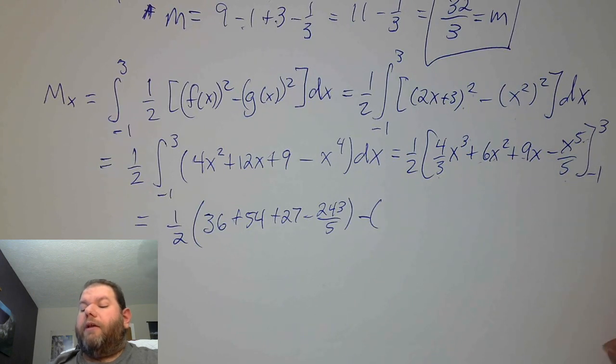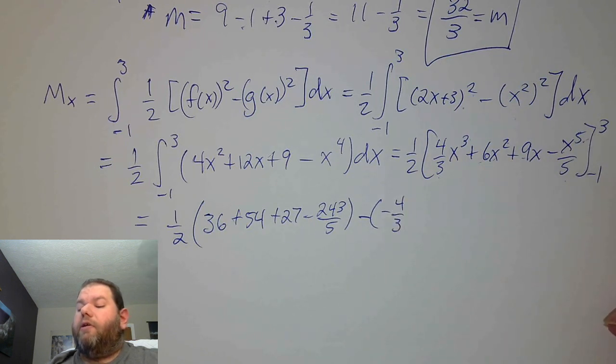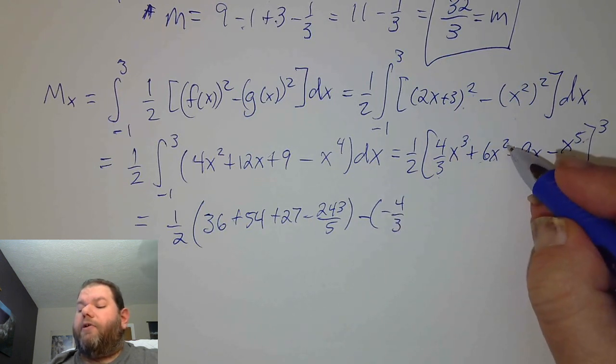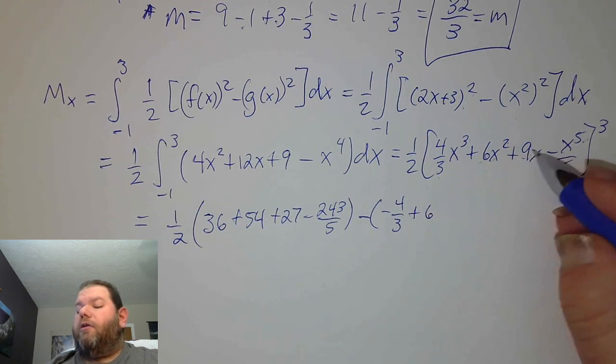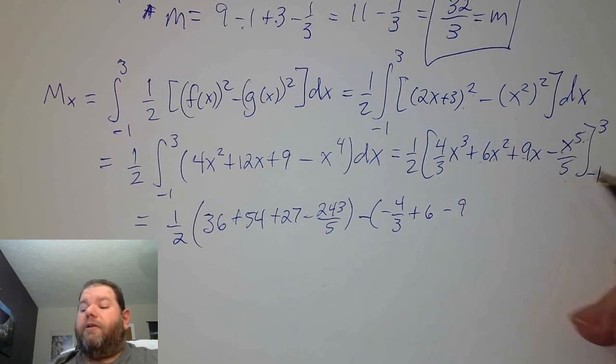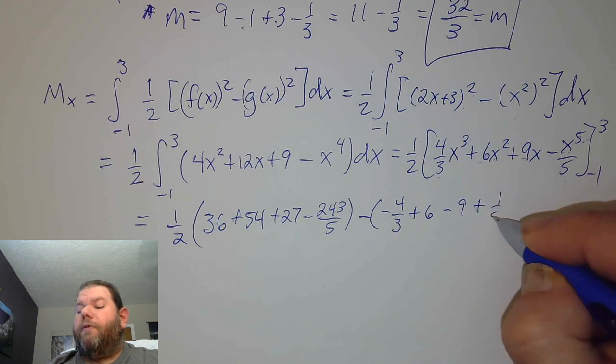Then we repeat with -1. -1 cubed is -1 times 4/3 is -4/3. -1 squared is 1 times 6 is 6. Minus 9. And then -1 to the 5th over 5 times another negative makes it plus 1/5.